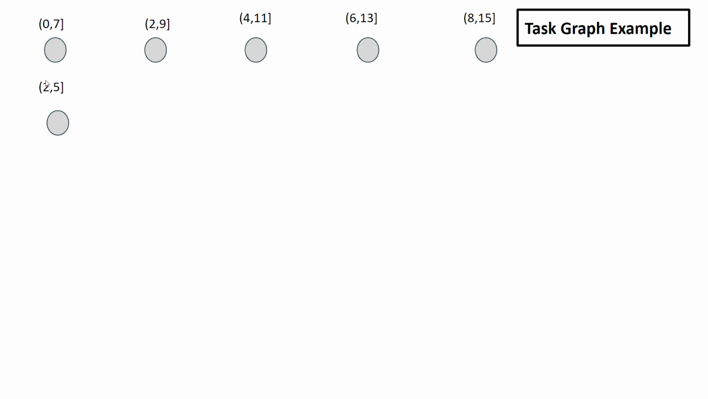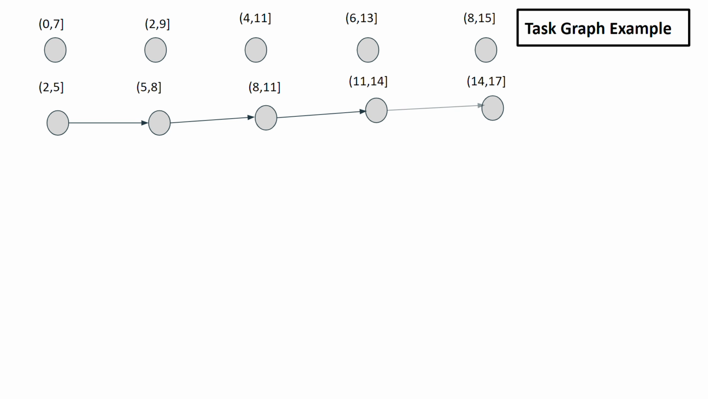And the absolute deadline is 5, which means the relative deadline is 3, that is 5 minus 2. Similarly, the second job of the task is released at 5, and the deadline is 8. The third one is released at 8, and the deadline is 11. So you can find that the relative deadline is 3, and the period is also 3. After 2 is 5, after 5 is 8, after 8 is 11, and after 11 is 14. Also the relative deadline is 3. 17 minus 14, 14 minus 11, 11 minus 8, all are 3.